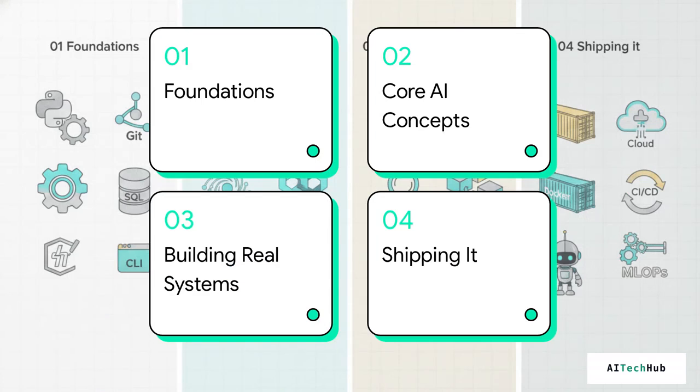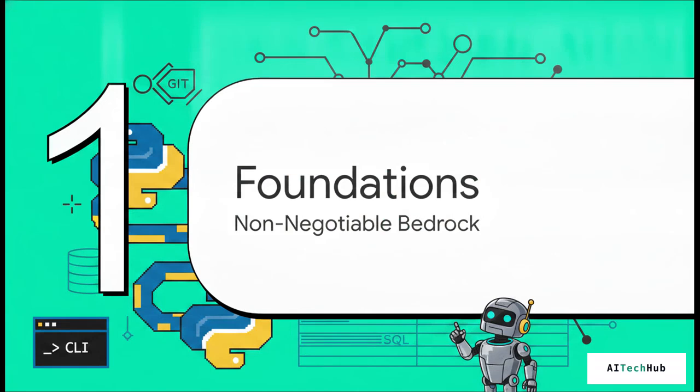So here is your master map for the journey. We're going to tackle 4 sequential phases. 1. Foundations. 2. Core AI concepts. 3. Building real systems. And 4. Shipping it. Keep in mind, these build directly on top of each other, so you really can't skip ahead. Let's kick things off right at the beginning with Phase 1, Foundations, the non-negotiable bedrock.